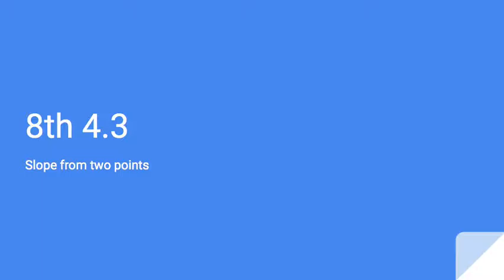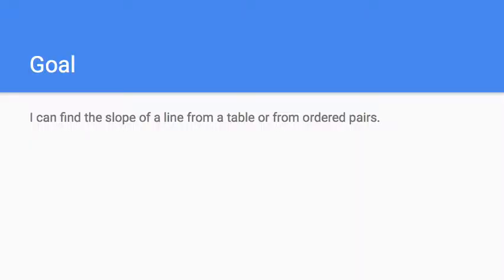This is Mrs. Halley, and we're looking at 8th grade lesson 4.3, finding slope from 2 points. Now, we worked on finding slope from a line and counting it, and remember that's rise over run. Today is going to be pretty similar to that. It's the same concept, but this time instead of having the graph right in front of you, you're just going to be looking at pairs of coordinates, or coordinates in the form of a graph, or of a table. So our goal is I can find the slope of a line from the table or from ordered pairs.